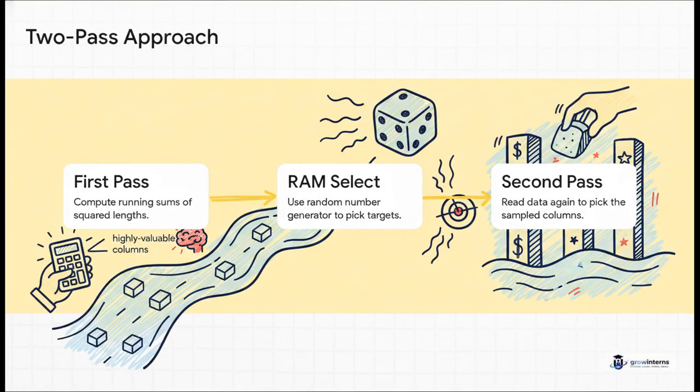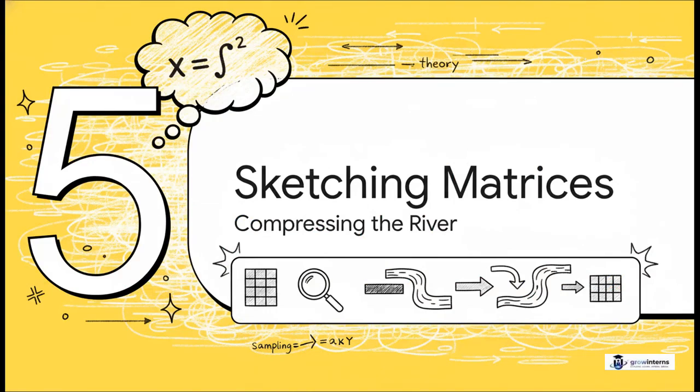Now, when this massive matrix is stuck on a slow external hard drive because it's way too huge for your computer's RAM, we use a really clever two-pass approach. In pass 1, the river flows by, and we just compute the running sums of the squared lengths. We keep those tiny numbers in our fast RAM. Then, we essentially roll the dice in our RAM based on those heavily weighted probabilities to choose our targets. Finally, we do a second pass over the data to actually scoop up the specific, highly valuable columns we just selected. Which brings us to Section 5, Sketching Large Matrices, Compressing the River.